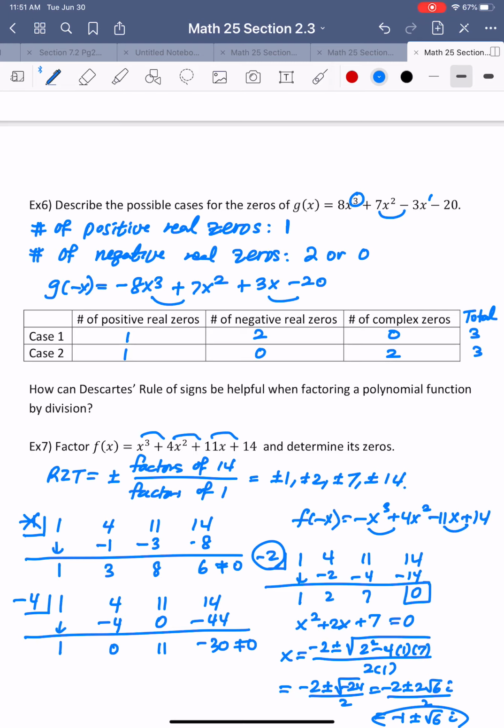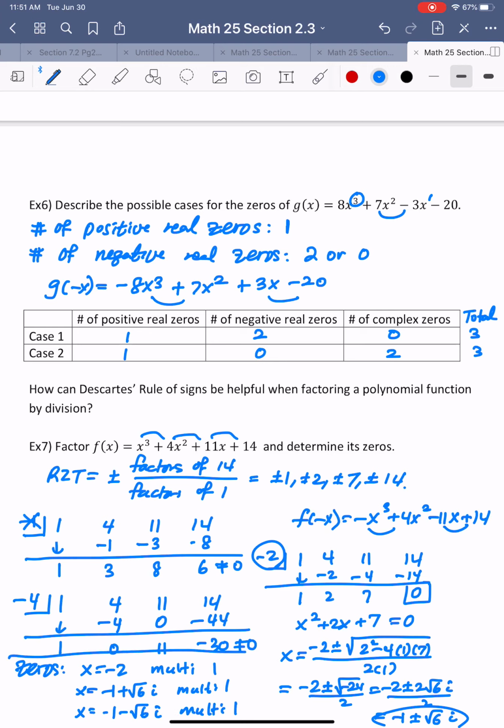So the zeros are x equal to negative 2, with multiplicity of 1; x equal to negative 1 plus radical 6i, with multiplicity 1; and then x equal to negative 1 minus radical 6i, with multiplicity 1. So those are the three zeros you can find from the function, which matches the degree.